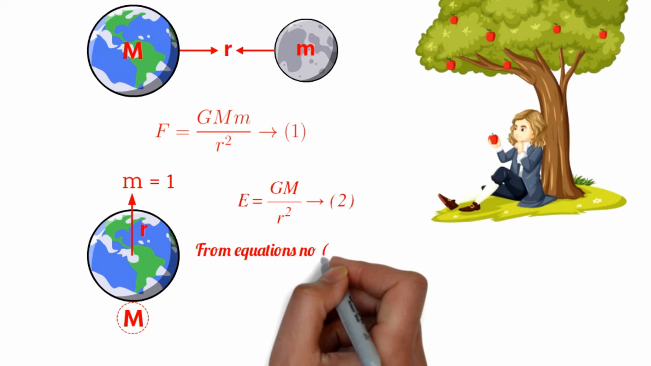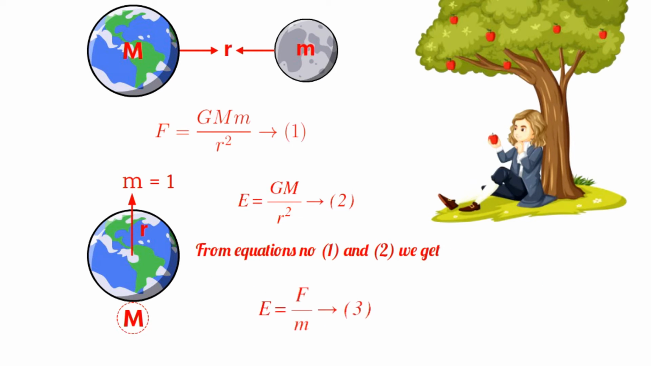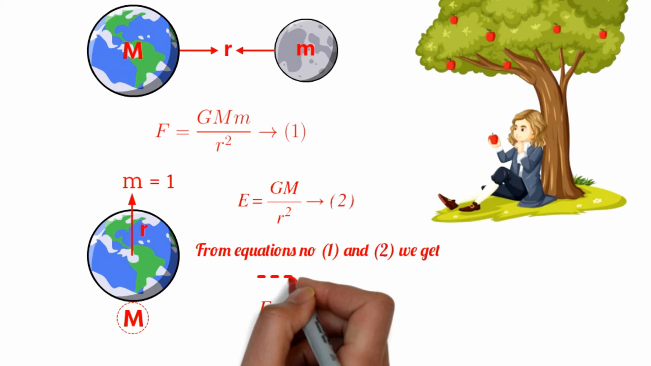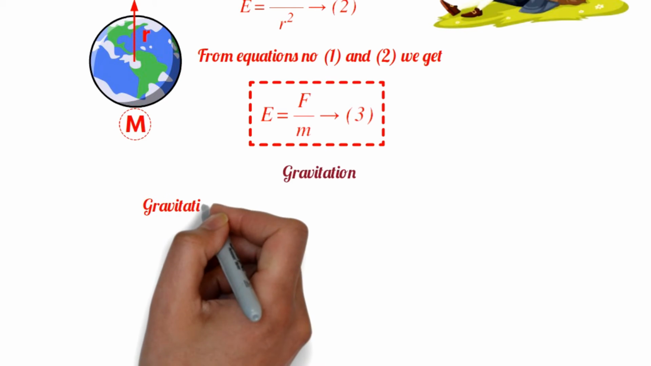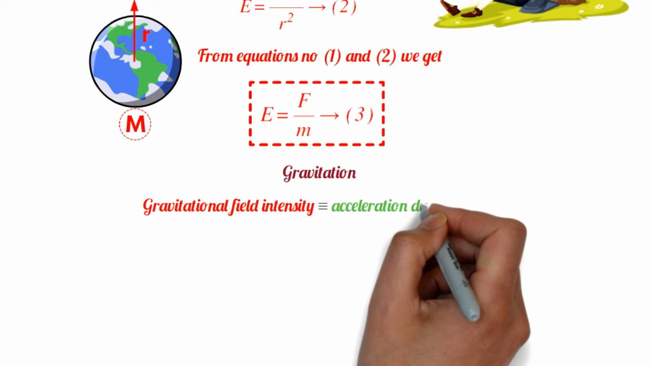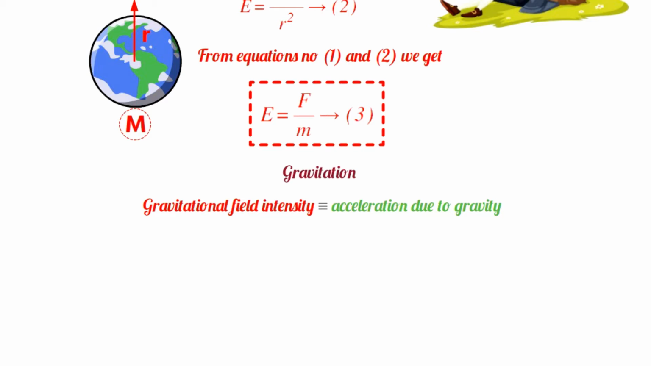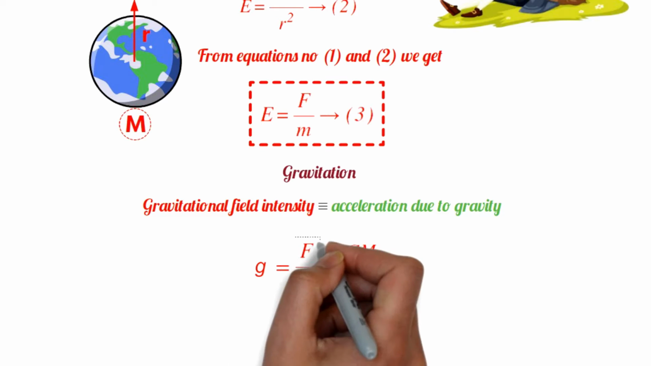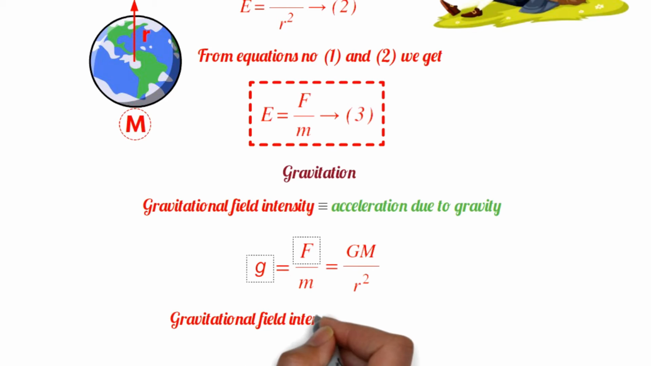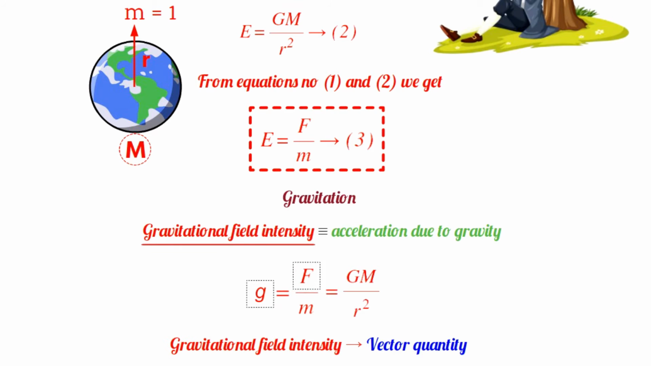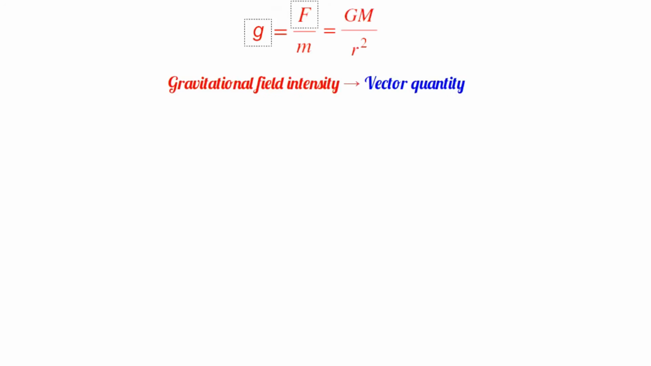So from equations number 1 and 2, we get E is equal to F by m. This is the measure of the gravitational field intensity. From the view of gravitation, this gravitational field intensity is identical to the acceleration due to gravity. So sometimes this gravitational field is represented by g, that is, g is equal to F by m, or GM by r square. Since force and acceleration are both vector quantities, the gravitational field intensity is also a vector quantity. The direction of this field intensity is always towards the center of the object.